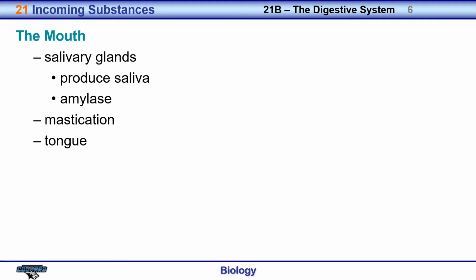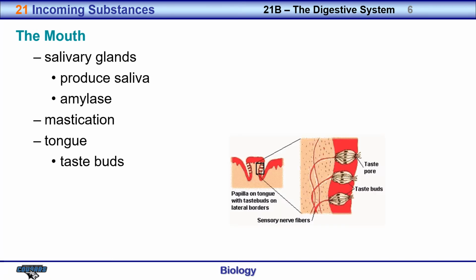So your tongue also plays a role in the sensation of taste. There is the taste sense of sweetness, salty, sour, and bitter that you experience as the food is being chewed, and that originates in your taste buds. These are located on little bump-like structures called papillae that are on the surface of your tongue.